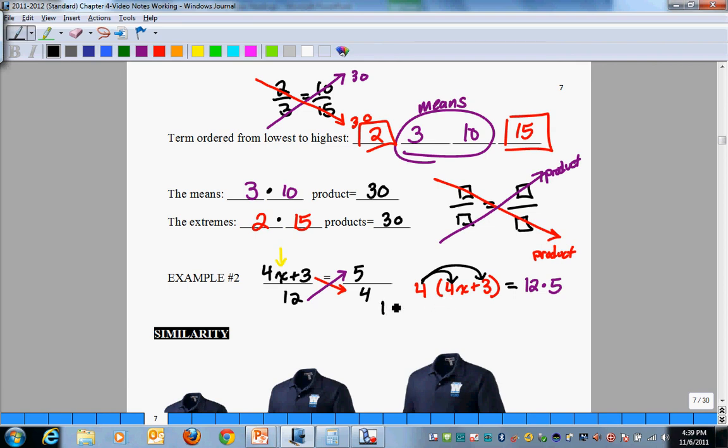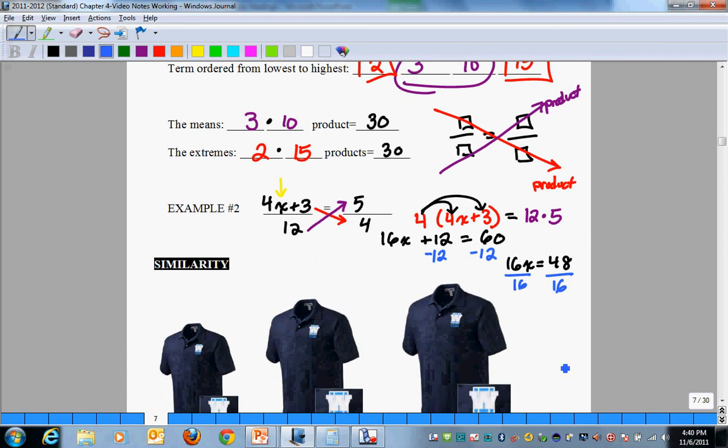4 times 4 is 16x. 4 times 3 is 12, so 16x plus 12 equals 12 times 5, which is 60. We're going to subtract 12 from both sides, and we get 16x equals 48. Divide both sides by 16. We get x equals 3.